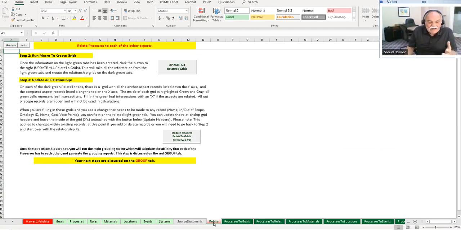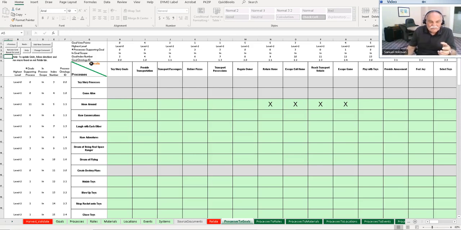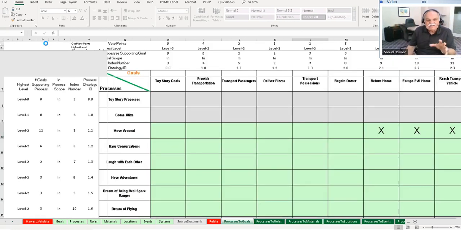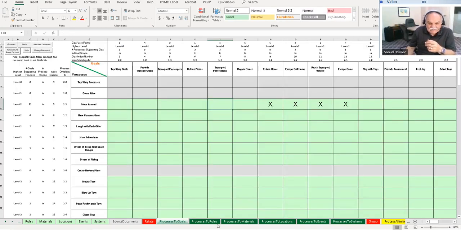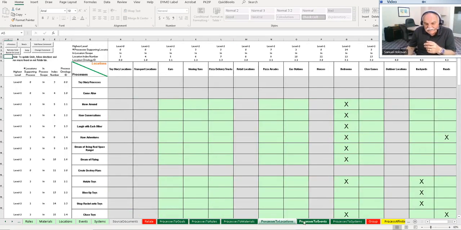And of course, the other thing we have is the concept of relate. What would be the relationship between the goals that we're trying to develop and the processes? If you're saying, geez, I wonder if there is a relationship between the goal of transporting possessions and the process of moving around, I can press on that box and see the architectural elements that are there so I can understand what is going on. That's the concept of full integration in the methodology, in the process, in the activities that we have out there. And these are all the different relationship models that we have.